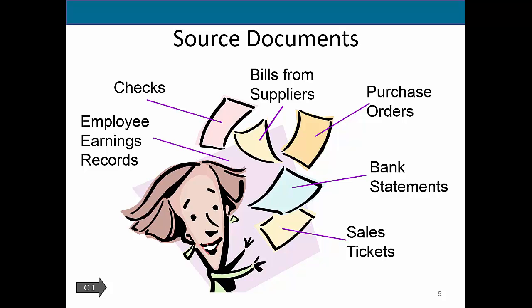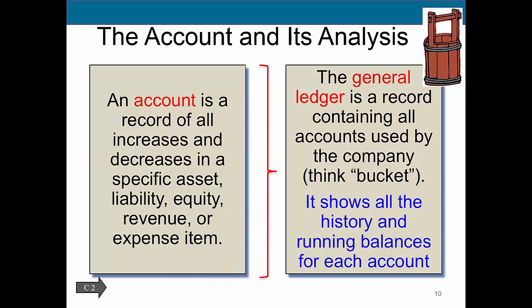Knowing how to access these digital source documents is an important part of accounting. An account is a record of all the increases and the decreases in a specific asset, liability, equity, revenue, or expense item. Think of the account for cash. All companies have a cash account to reflect what happens to their bank account. To make it personal, whenever you get paid, your cash account increases, and whenever you spend money, your cash account decreases.